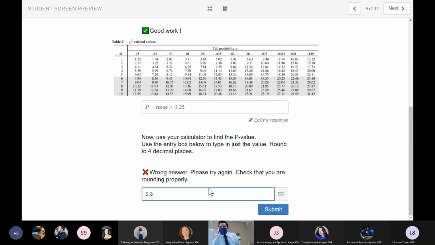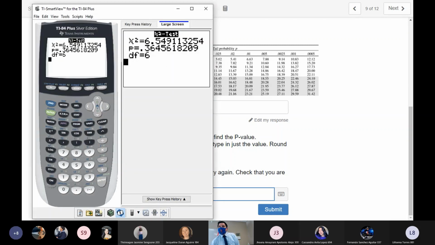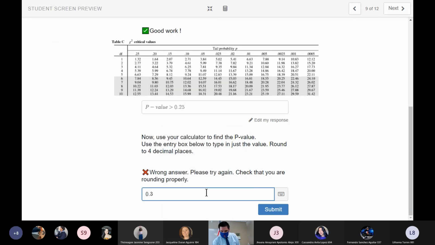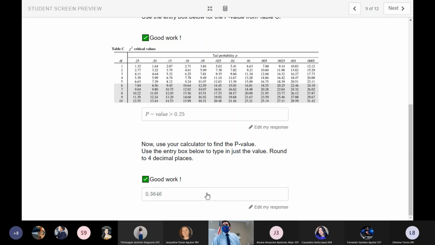I forget what this one was. Let's look at the calculator because it's on there. Yep, there we go. All right, 0.36456. So we could go to 0.3646, right? If we're rounding to 4 spots. I don't know, did I set this one up to take that? Yes, I did. All right, cool, so that works.